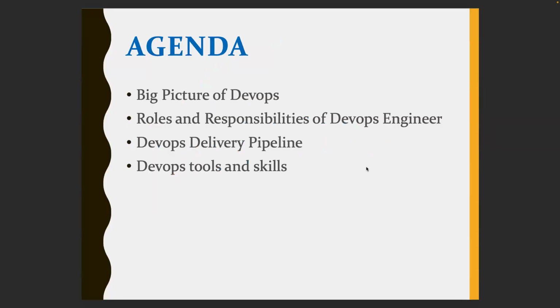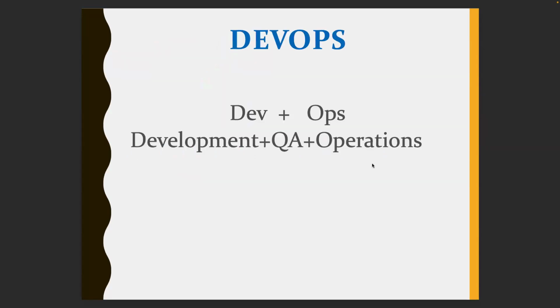Today we'll talk about getting clarity on what DevOps is, a big picture of DevOps, roles and responsibilities of a DevOps engineer, DevOps pipeline, and the DevOps tools and skills. When you look into DevOps, we can see that it's a combination of two teams, dev team and ops team. So what exactly is it, how did DevOps come in? Let's have a deep dive into this.